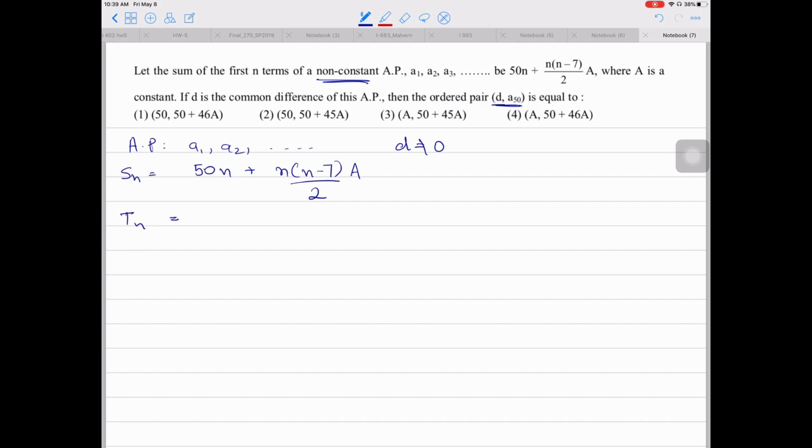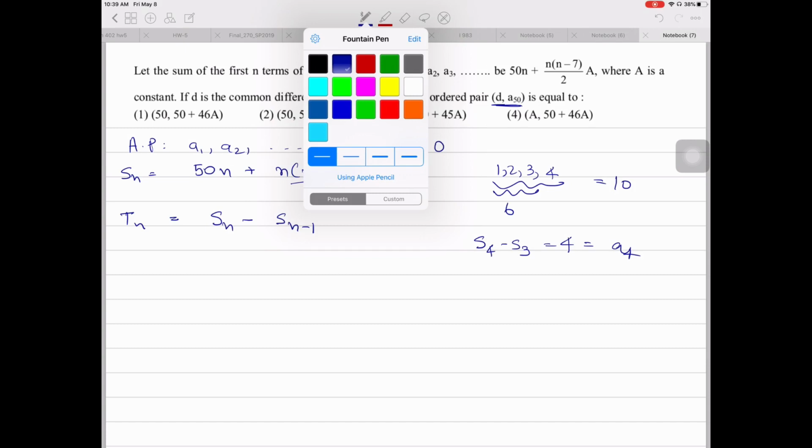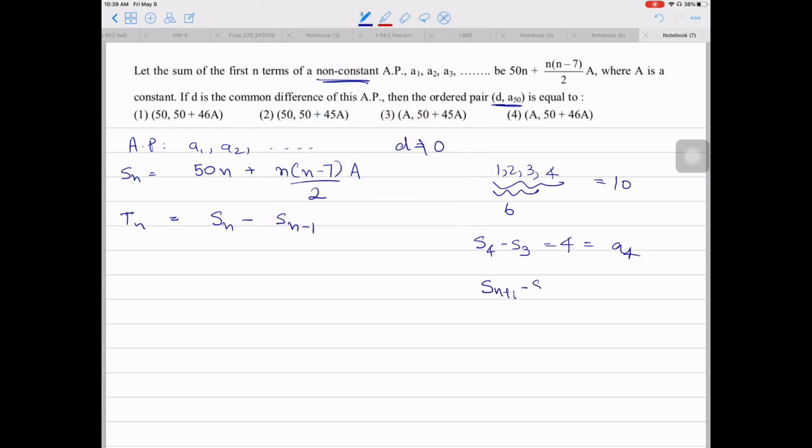We know one thing, that this should be Sn minus Sn minus 1. So if our arithmetic progression would be 1, 2, 3, 4, then we know that the sum of the four terms is 10. The sum of the first three terms is 6. And if we do sum of four terms minus sum of three terms, this is 4, which is basically the fourth term. So this is just a property of arithmetic progression. We can also do S of n plus 1 minus S of n. This would give you the T of n plus 1.